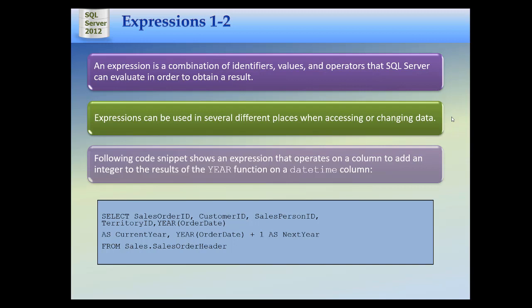So we are getting the sales order ID, the customer ID, the salesperson ID, territory ID, then year of the order date. AS basically is used for creating aliases for your columns. So the alias will be current year. So year of the order date plus 1. So we are taking the current year and adding 1 and returning that as the next year. And basically we are getting this from the SalesOrderHeader table in the Sales schema.